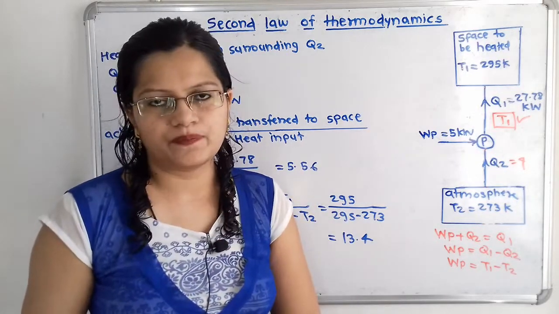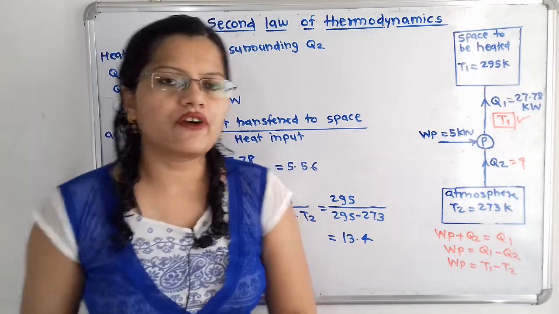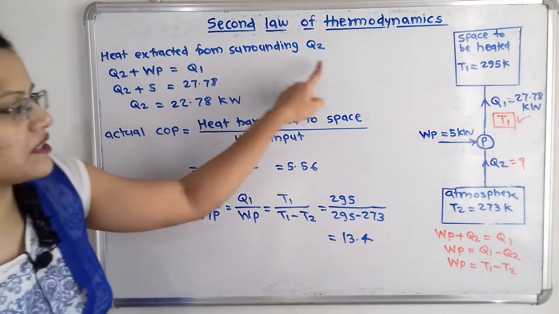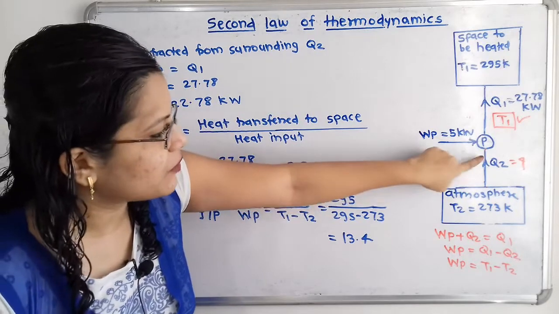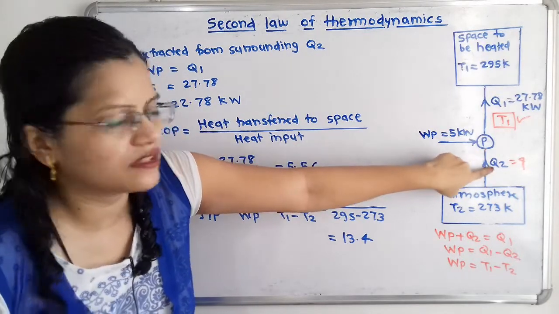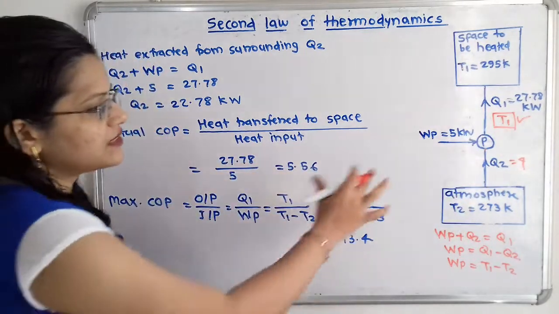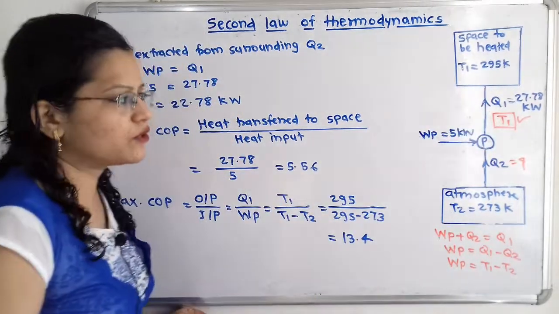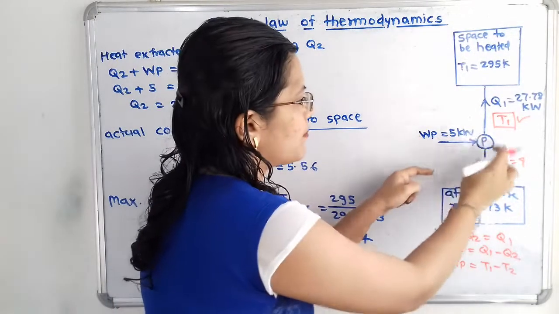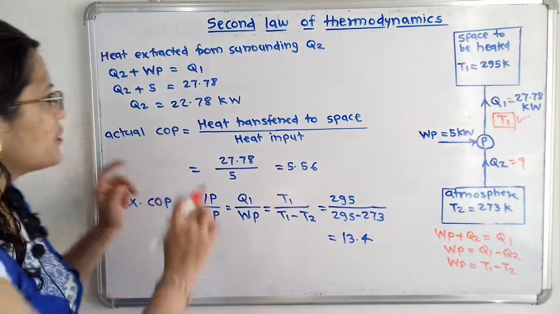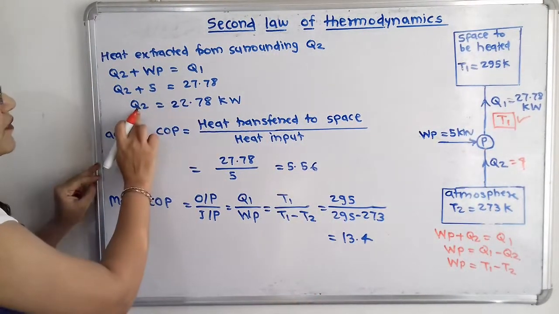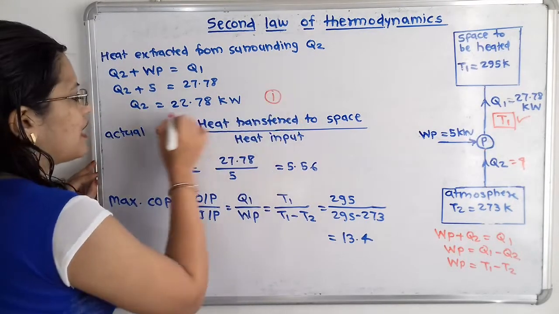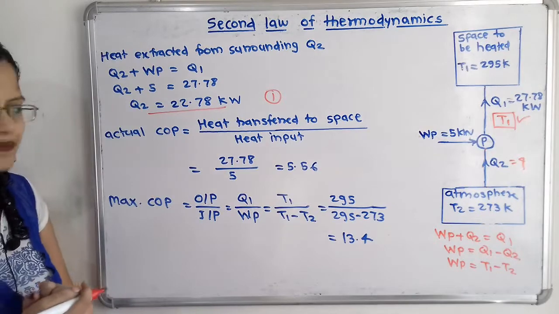Now we will move on to the first question, that is to find the heat extracted from the surrounding. The heat extracted from the surrounding or atmosphere is nothing but Q2. From this diagram we know that WP plus Q2 is equal to Q1, because these two are the input to the pump and this is the output. When we put in the values, we get Q2 equal to 22.78 kilowatt. So this is the answer to the first question.